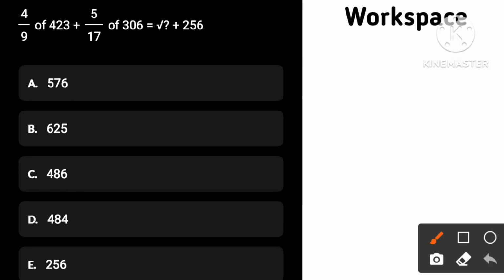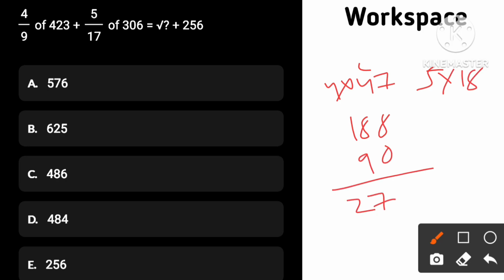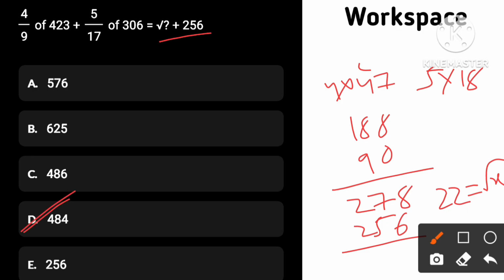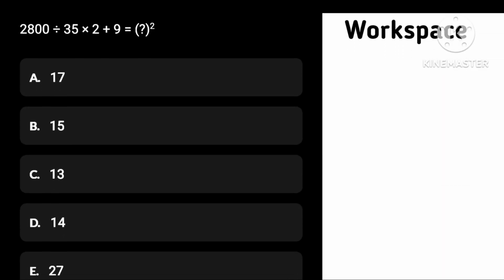Question number 9. 4 by 9 into 423. 4 into 9 4 times 36 and 7 times. So 4 times 28 and 16 18 188, and 5 divided by 17 of 306. 17 8 times 18 times. So 5 into 18, which will be 90. So sum of these two, we get 278 equals to root over x plus 256. 256 comes this side with minus, so we get 22 equals to root over x. So x value will be 22 square, which will be 484. Option D is the answer. Question number 10.